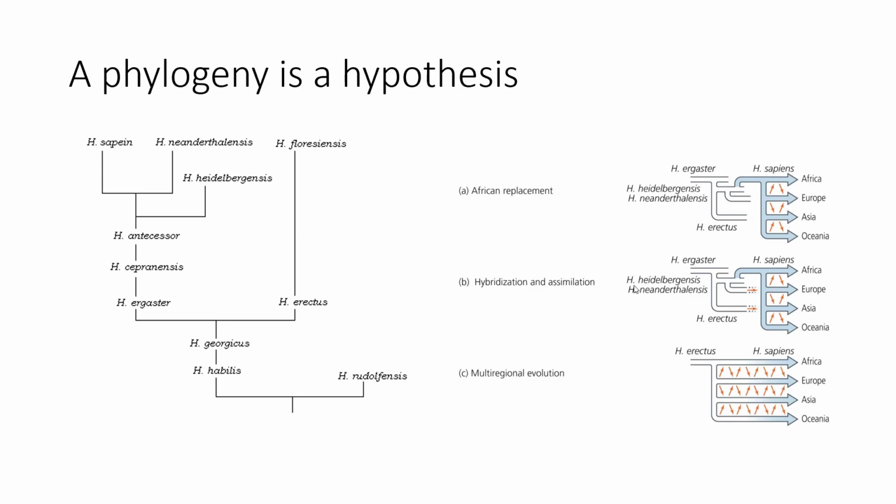Remember that a phylogeny is a hypothesis. We believe that Homo sapiens evolved one way, and this can be tested. There are three hypotheses shown here of Homo sapiens evolution, whether it be an African species that replaced all of the other species of Homo, whether it be hybridization between different species of Homo and Homo sapiens, or whether Homo sapiens evolved in different places at the same time, leading to different races. This last one has been thoroughly disproven.